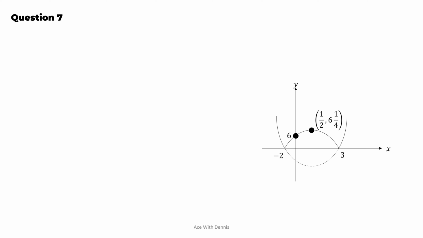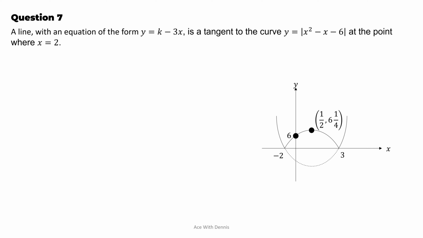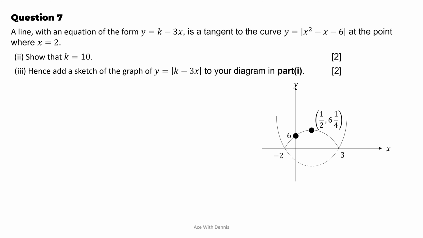Alright, now we have the graph of the equation for this question, right? The question is: a line with an equation of the form y equals k minus 3x is a tangent to the curve y equals modulus of x squared minus x minus 6 at the point where x equals 2. Part 2. Show that k equals 10, 2 marks. And hence, add a sketch of the graph of y equals modulus of k minus 3x to your diagram in part 1, 2 marks.